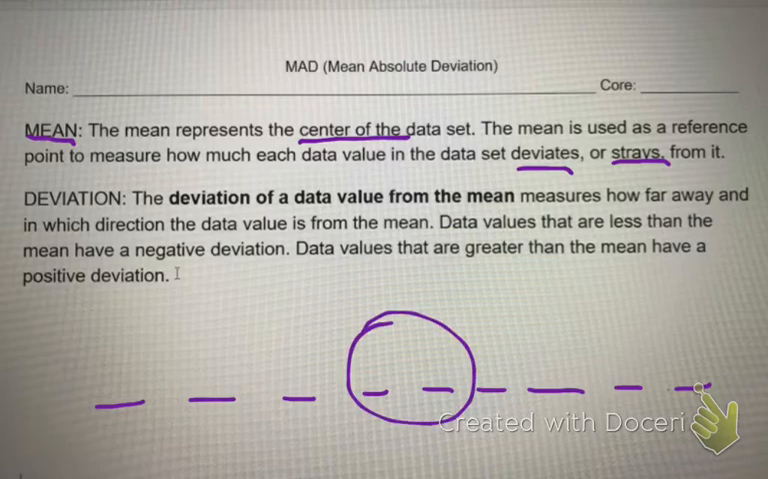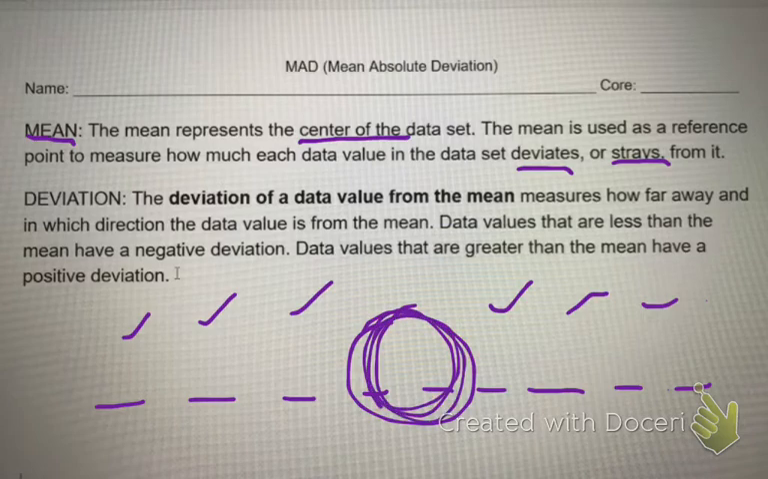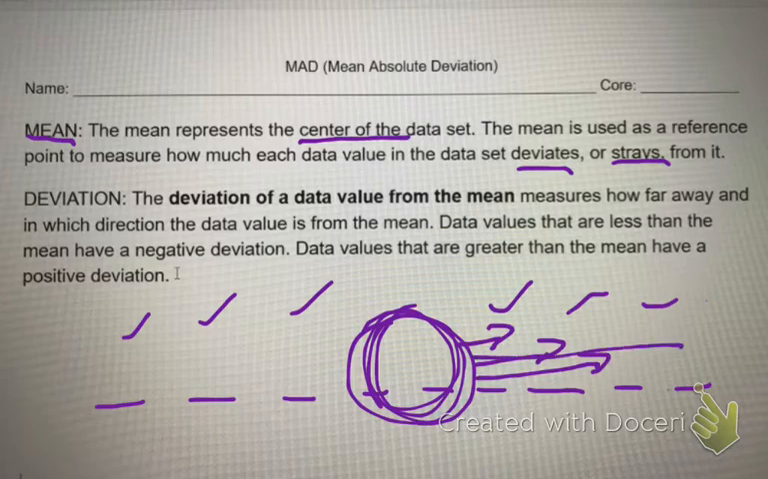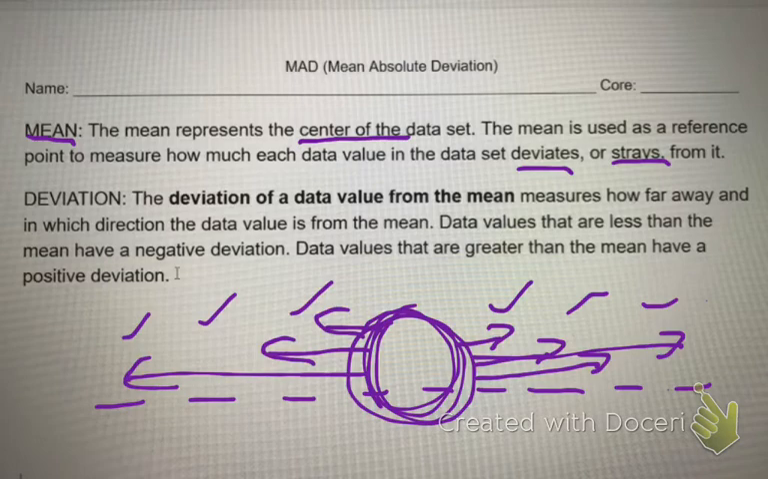Now, not every single piece of data is the same as the center, the mean. So what you're measuring when you're measuring the deviation is how far away each of the pieces of data are from the mean, the center. So that is what deviation means. The deviation of the data value from the mean measures how far away and in which direction the data value is from the mean.